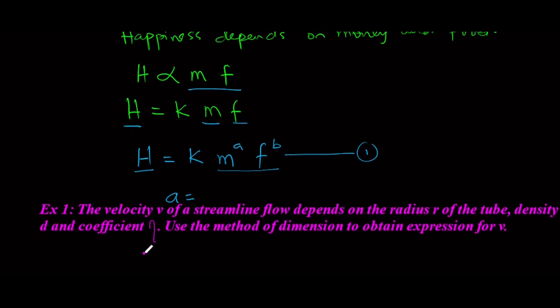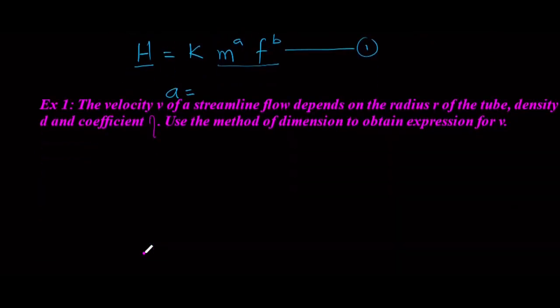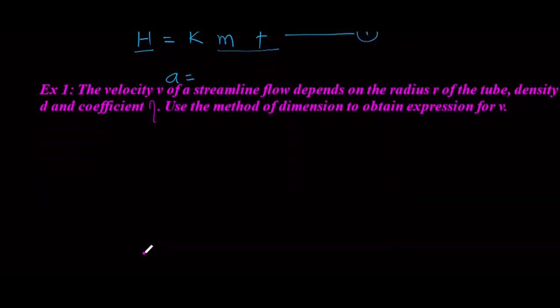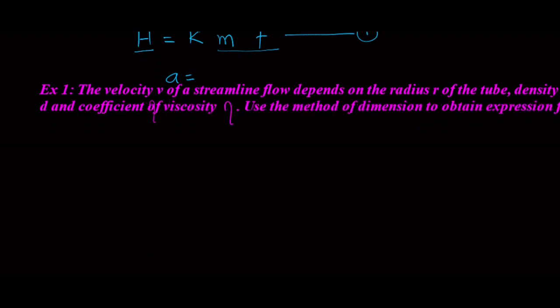Yes, so let's take a look at the example that we are seeing on the screen. They say that the velocity v of a streamline flow depends on the radius r of the tube, density d, and coefficient of viscosity. So how are we going to solve this? They said use the method of dimension to obtain an expression for v.